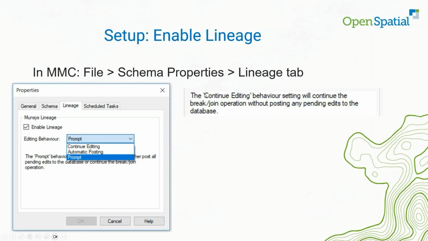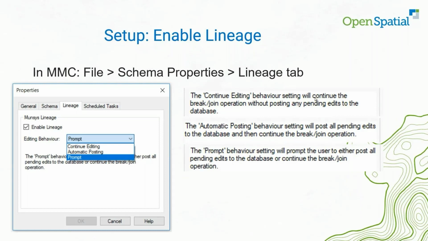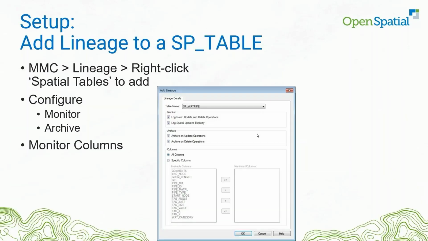And so, continue, like we've explained, it will continue the break operation without posting, and it will then not have those session pipes within the database. The automatic posting will then go and post all of those changes to the database, so you've got the entire history if that is something that you want. Prompt behavior: which one do you want to choose within your editing session. So you then go into the lineage, add it into a SP table.